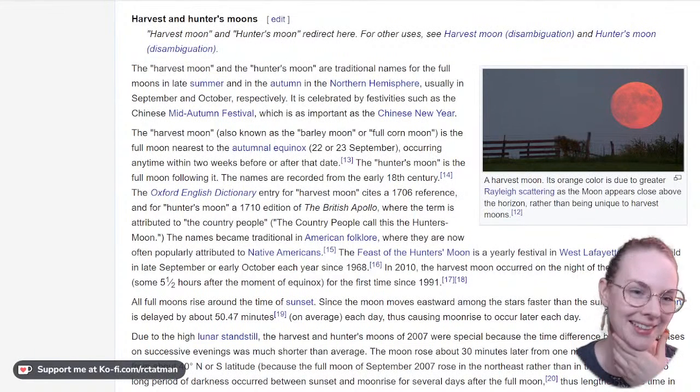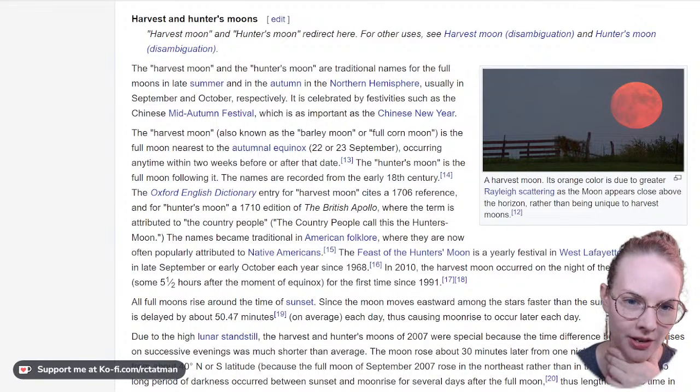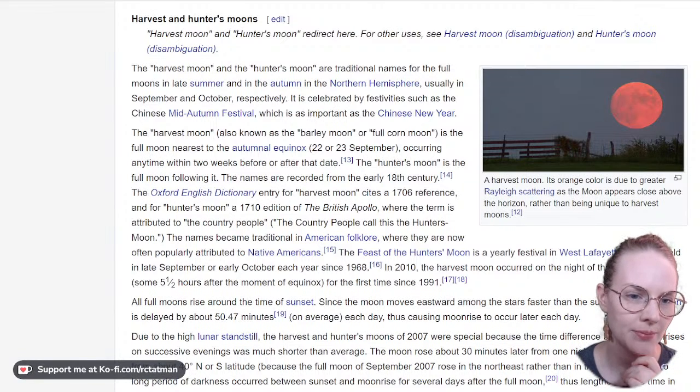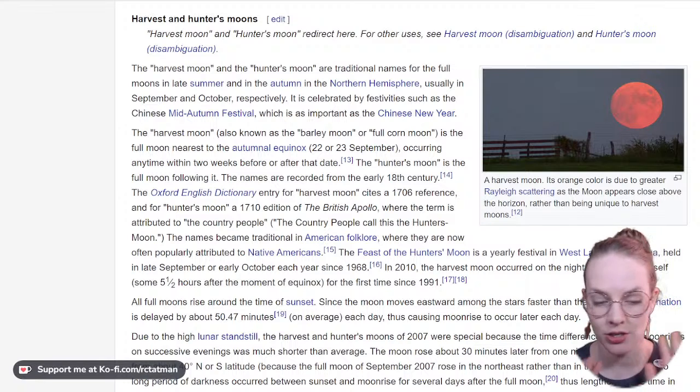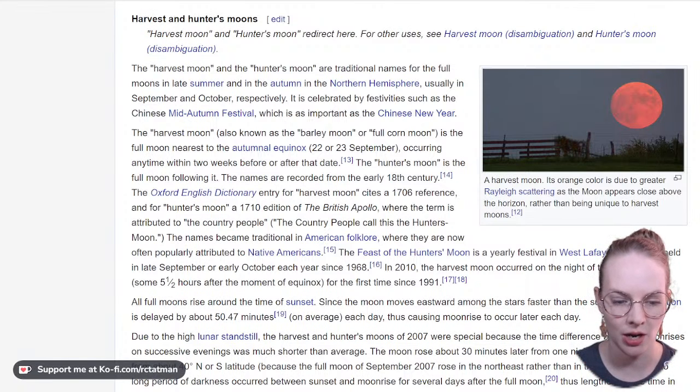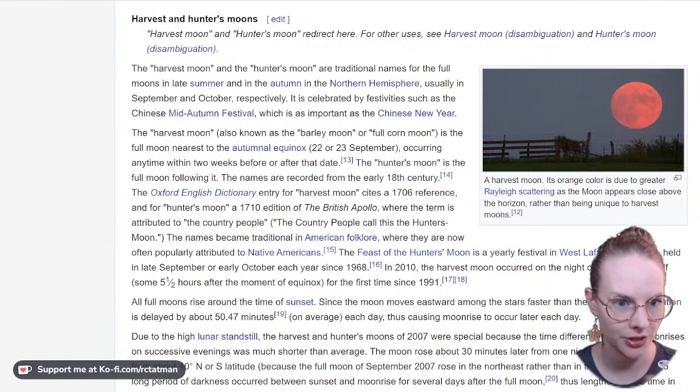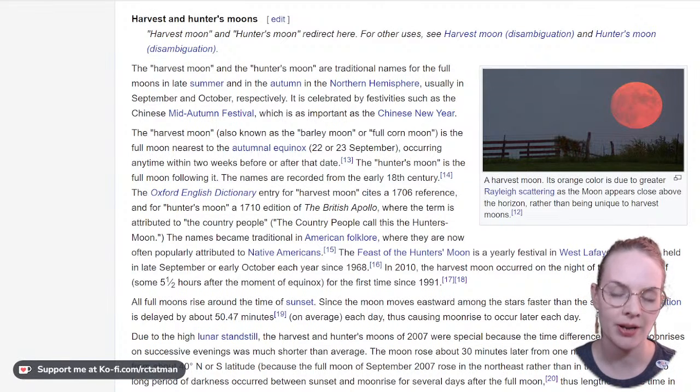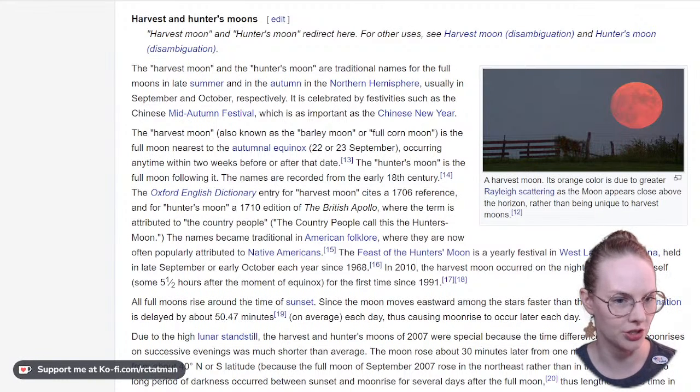The harvest moon and hunter's moon are traditional names for the full moons in late summer and autumn in the northern hemisphere, usually in September and October, respectively. And like I mentioned, these don't always exactly match up with calendars, like solar calendar, Gregorian calendar months. It's celebrated by festivals such as the Chinese Mid-Autumn Festival, which is as important as Chinese New Year, or Lunar New Year, as you may hear it.